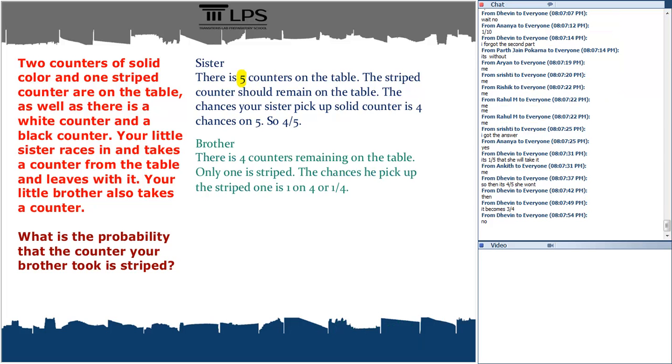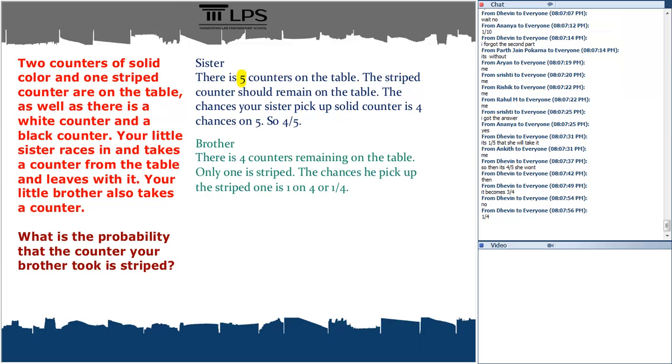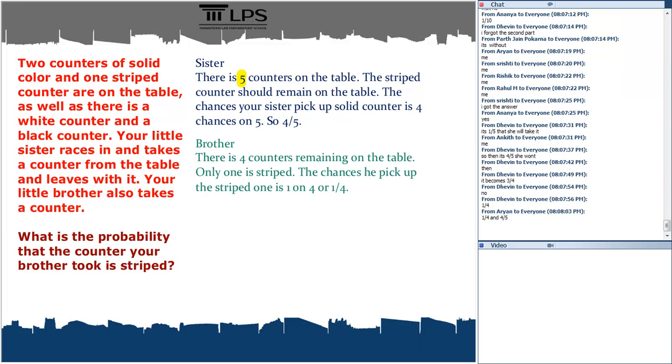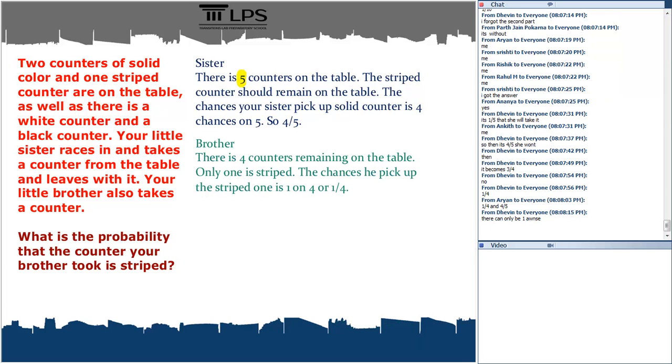Now we join both of these, because remember, see how I'm going to express this statement. I'm going to say that the sister is going to select a counter, and the brother will also select a counter. So when I use the word and in probability, what does that mean? It means multiplication. And that's the answer.